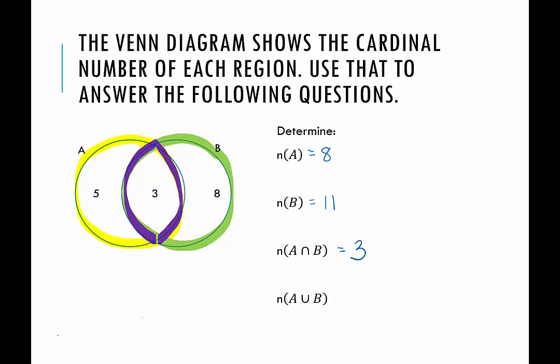And last but not least, we want the cardinal number of the union. That would be anything found in either set. So we're looking at all of the regions that would be contained in here. So we want to add together 5 plus 3 plus 8. 5 plus 3 is 8. 8 plus 8 is 16. So the cardinal number of the union of sets A and B is 16.